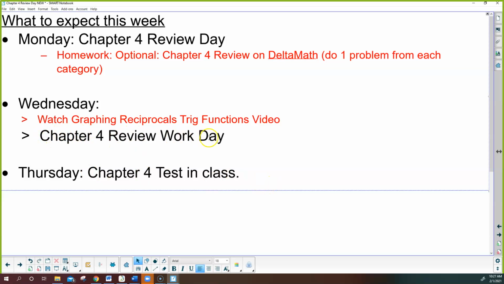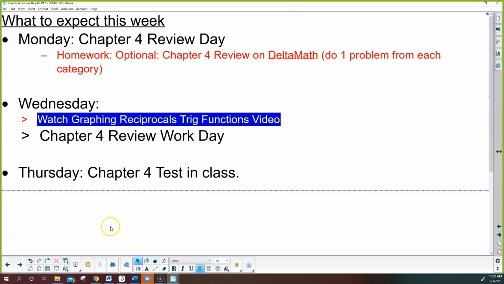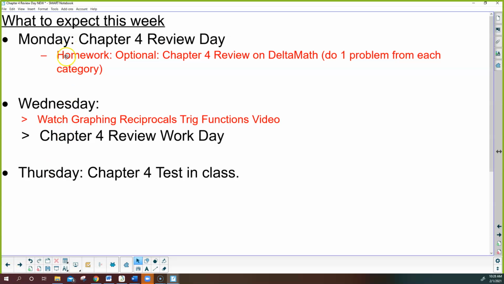There isn't any new homework other than watching the graphing reciprocals functions. And I just want to let you know that this video is just to make you aware that the reciprocal graph functions of sine, cosine, and tangent, they have graphs as well. It's more of just watch it to gather your information. We're not going to test you on the reciprocal graphs or tangent, only sine and cosine. All right, so if you go to Delta Math, this review should be available right now. And you can start working on that. And then on Wednesday, I'll have a video posted for you to watch.